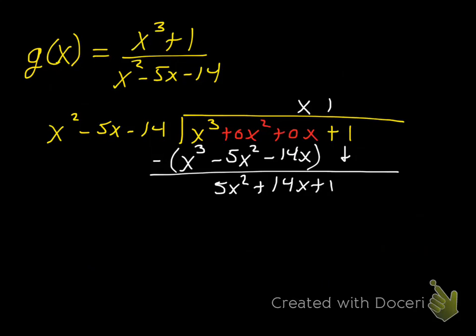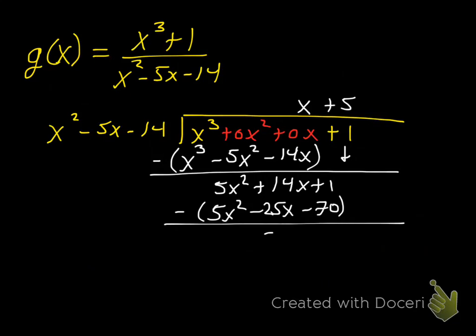Okay. X squared times 5 will give me 5x squared, so we're going to put plus 5. So x squared times 5 gives me 5x squared. Negative 5x times 5 gives me negative 25x. And negative 14 times 5 gives me negative 70. 5 minus 5 is 0. 14 minus negative 25, that negative 25 becomes a positive when we subtract a negative. It's going to be 39x. And then 1 minus negative 70 will become 1 plus 70, which will be 71.